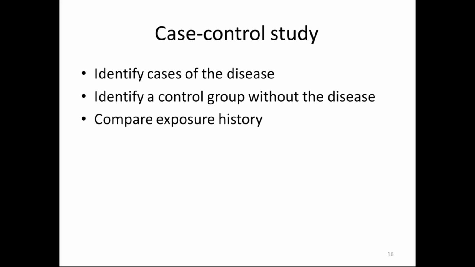So one of the ways that we try and get around that is with a case control study. Instead of starting with this pool of people at risk, what we do is we identify cases of the disease, and then we identify a control group without the disease. You're using the control group to compare the exposure history. So you're asking, are people with the disease more likely than the sample of people without the disease to be exposed?